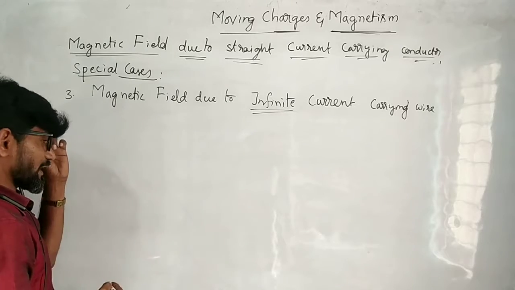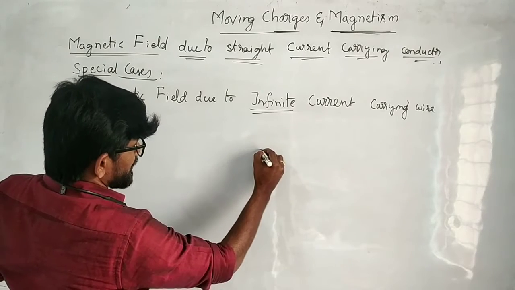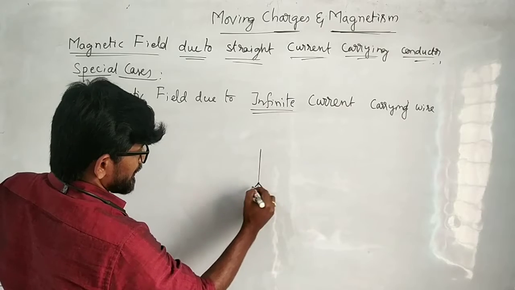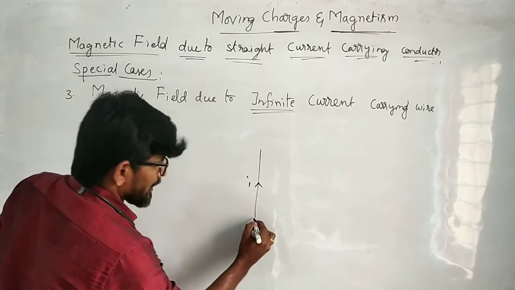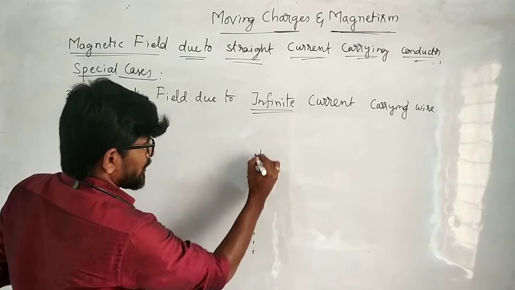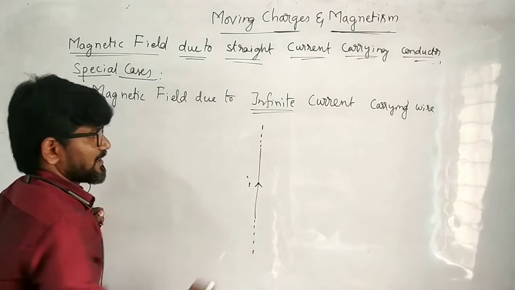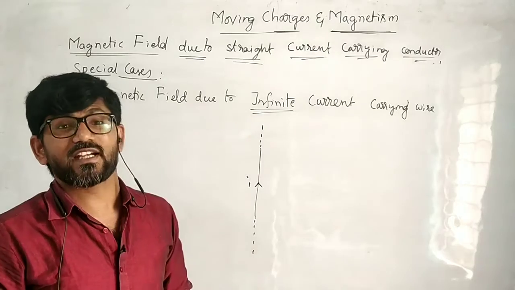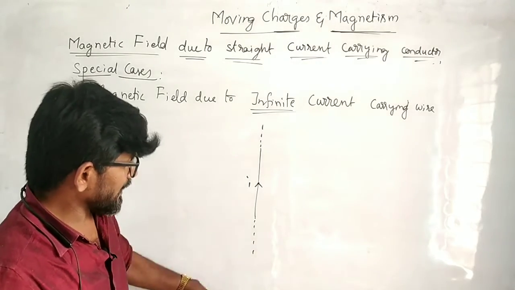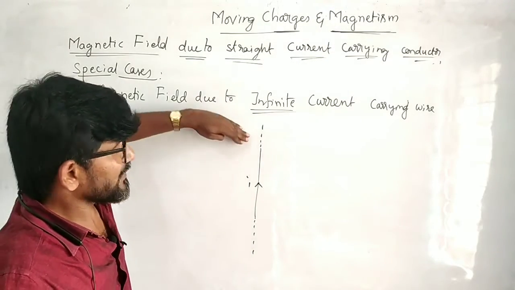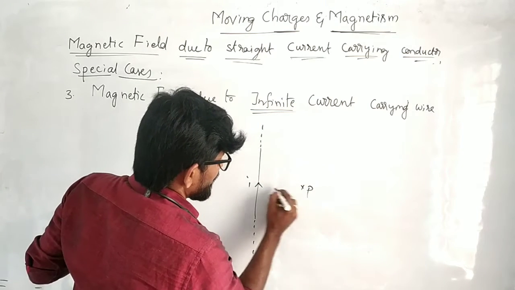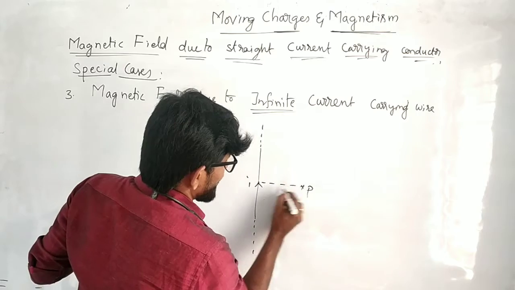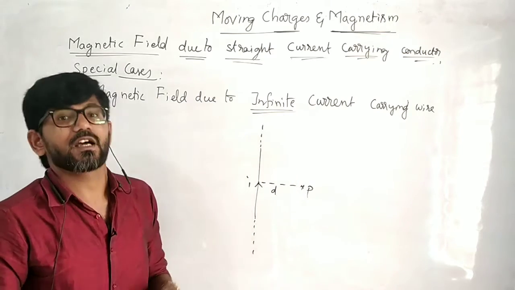Usually infinite current carrying conductor will be represented like this. A current carrying conductor with the current I, if you represent it with dots at the bottom part and the top part, treat this as an infinite current carrying conductor. It is going to infinite length, and the bottom part and top part will be represented with dotted lines. Now due to this, at a point P, which is at a perpendicular distance D, if you want to find the field, how do we do it?